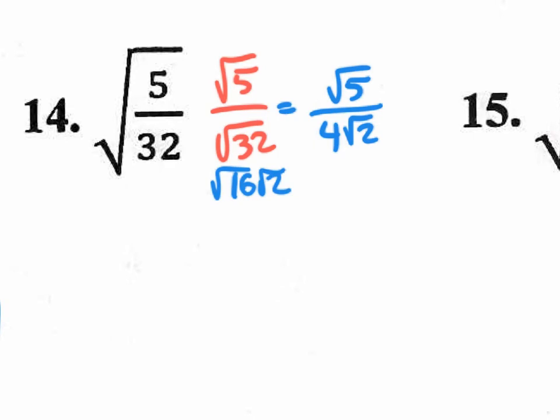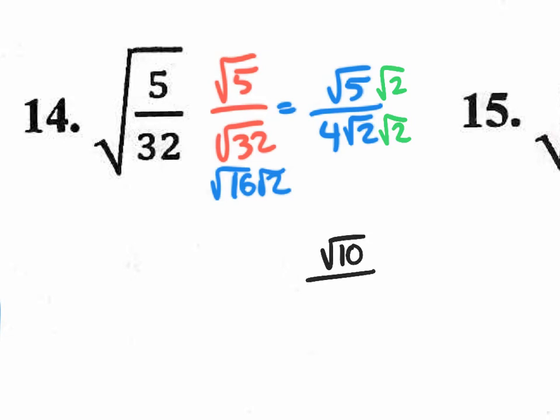Now, again, you cannot leave a radical in the denominator, so you don't want this square root of 2, so what do? Multiply both top and bottom by what? By the square root of 2. So if you multiply top and bottom by the square root of 2, your final answer, well, so far, will be the square root of 5 times square root of 2, that is the square root of 10.